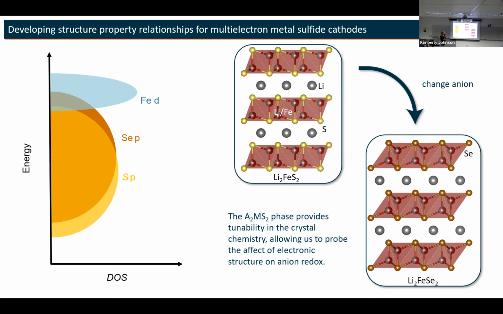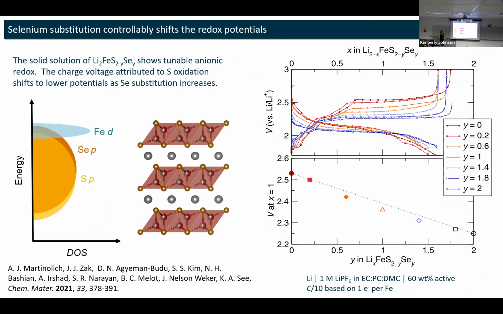Because these two materials are isostructural, we can make the entire solid solution in between. So it's an anionic solid solution where I can have some statistical distribution of sulfur and selenium on the anion site, depending on my input stoichiometry. That allows us to systematically tune the position of the p levels versus the d states and essentially tune the covalency. And if we do that, what we see in the electrochemistry is quite amazing.